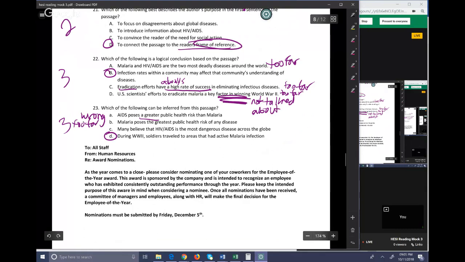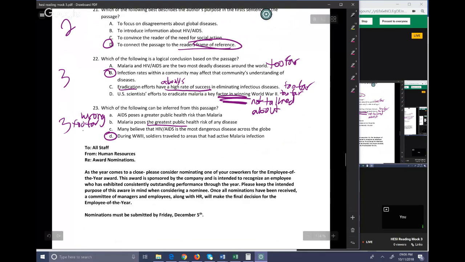Malaria poses the greatest public health threat of any disease. We don't know that. And even if they did actually say that, you would have to factor in the changes of times and the fact that we may not have known about something. But they did not say that. They did not say malaria is the single most dangerous, most infective, most anything of any disease in the world. And they did not give us any info to assume that. The greatest risk requires us to know how all the greatest risks stack up against each other.